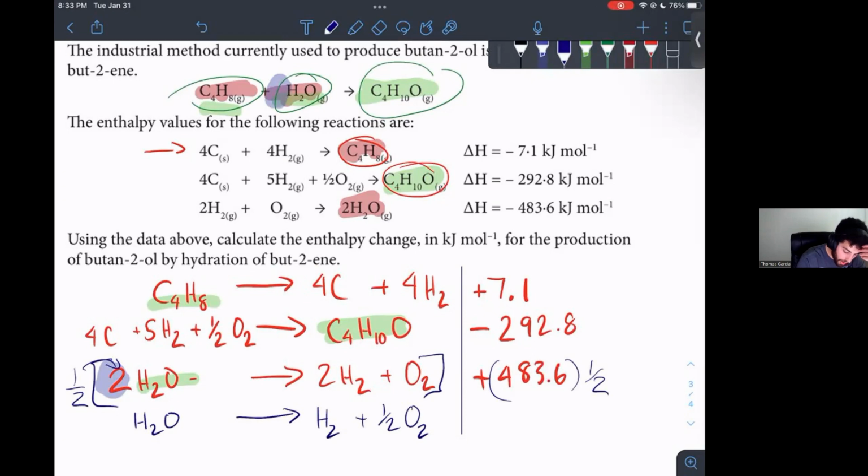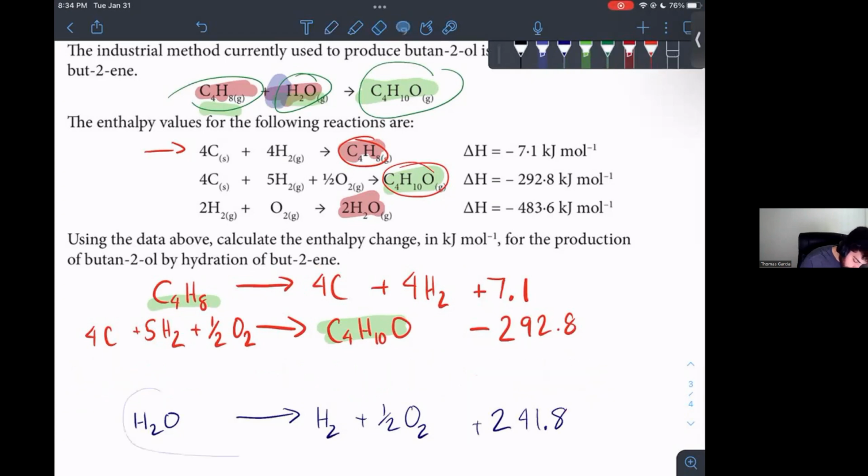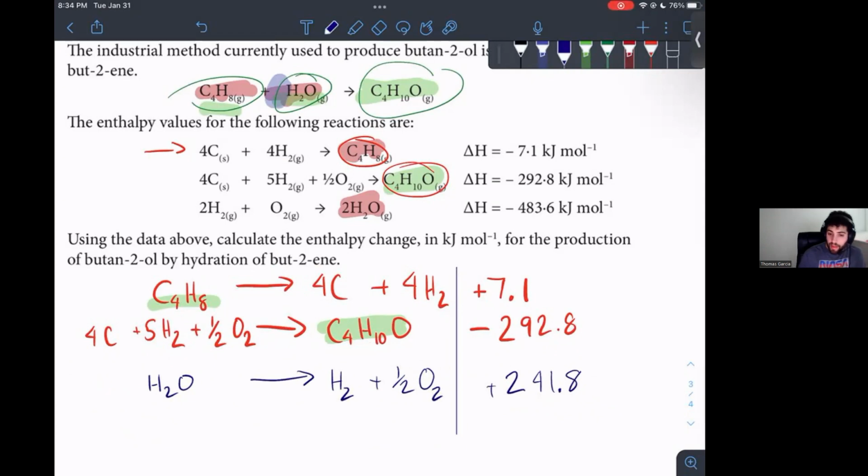Oh, and I should also have my 483. So that's going to be approximately 241.8, if my math is correct. It may not be. And that's still going to be positive. So for the sake of keeping this semi-neat, I'm going to get rid of our original one, and I'm going to move our new one up. So last thing I have to do is add all these together, make sure things work.